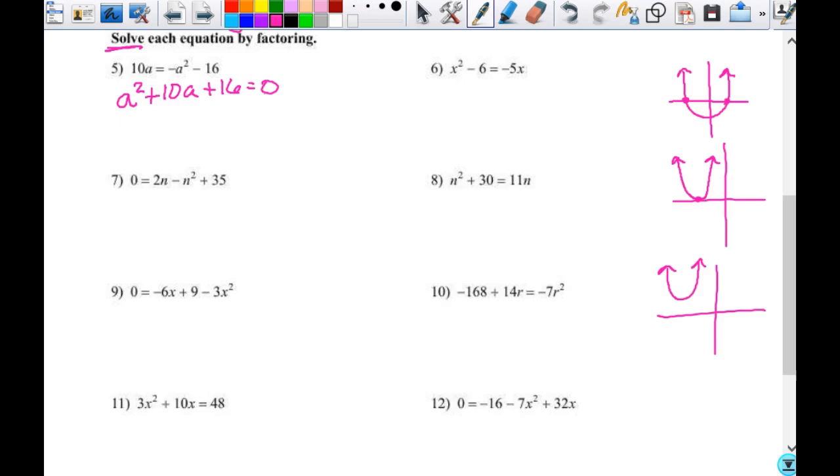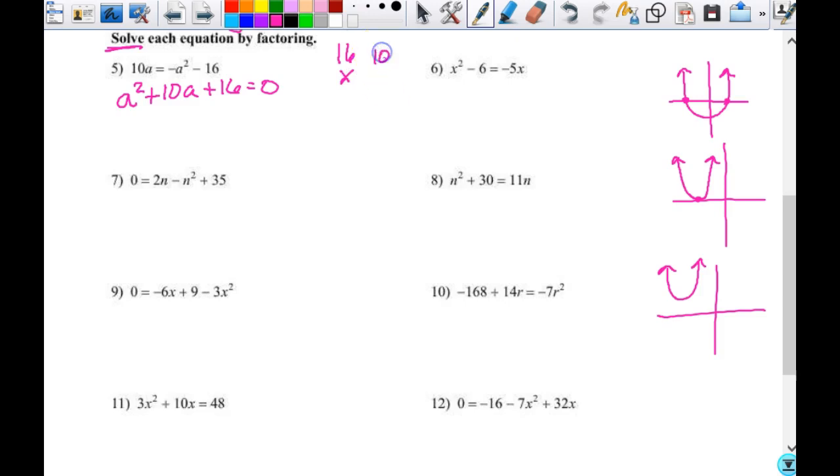Now, you take your leading coefficient, whatever's in front of the a squared, which there's nothing there, which means it's a what? 1. Okay. So if it was something else, I'd have to multiply this times the 16 to figure out what I get, right? But since it's just a 1, I'm just looking at the 16. So 16 is my magic number. I need 2 numbers that are going to multiply to give me 16, but combine to give me what?